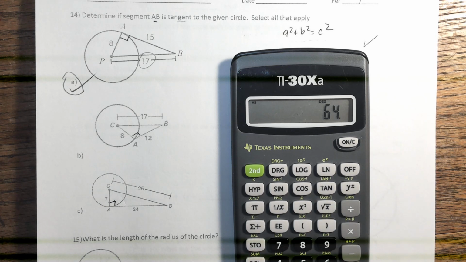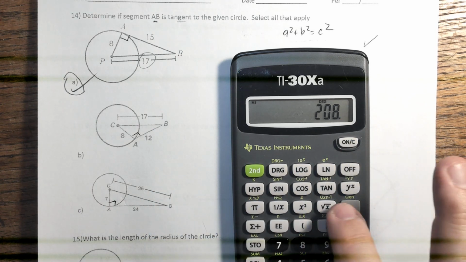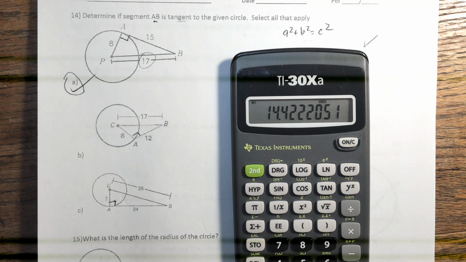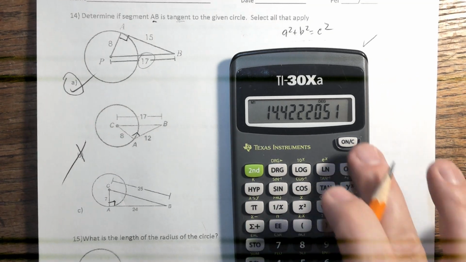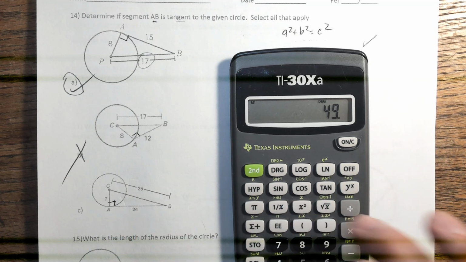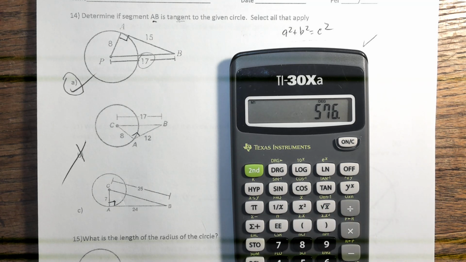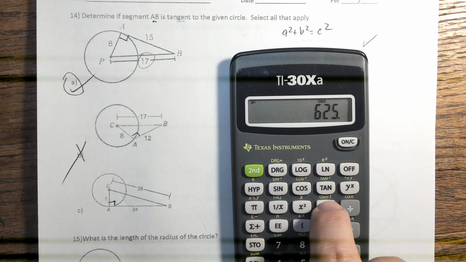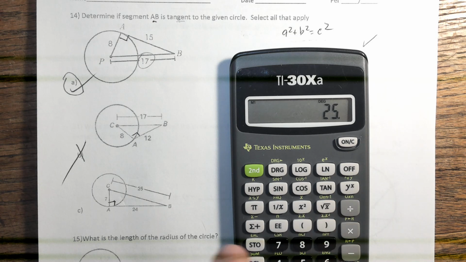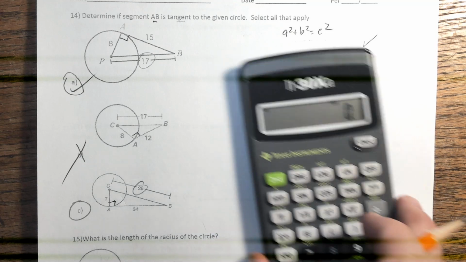Okay, let's see if we got the same thing here. Eight squared plus 12 squared equals 208. Well, we know 17 was not 208 a minute ago. You hit the square root and we got about 14.42, so we have a no. Now let's do this one. 7 squared plus 24 squared equals 625, and I already know the square root of 625 is 25. So in this case, A and C were the answers.